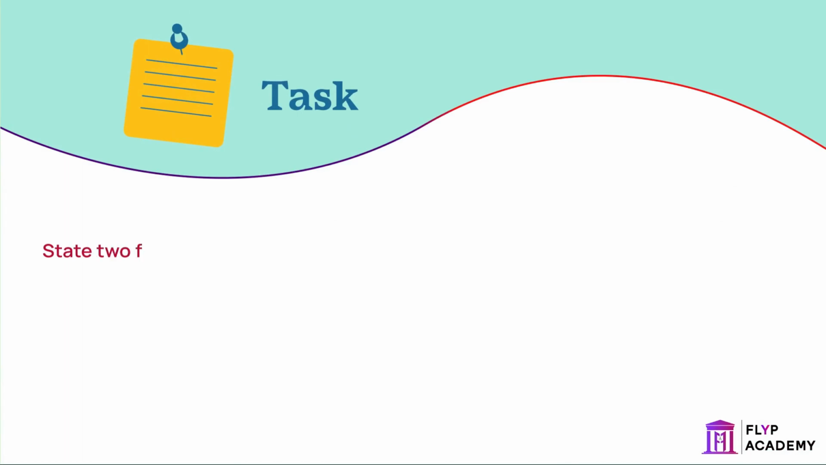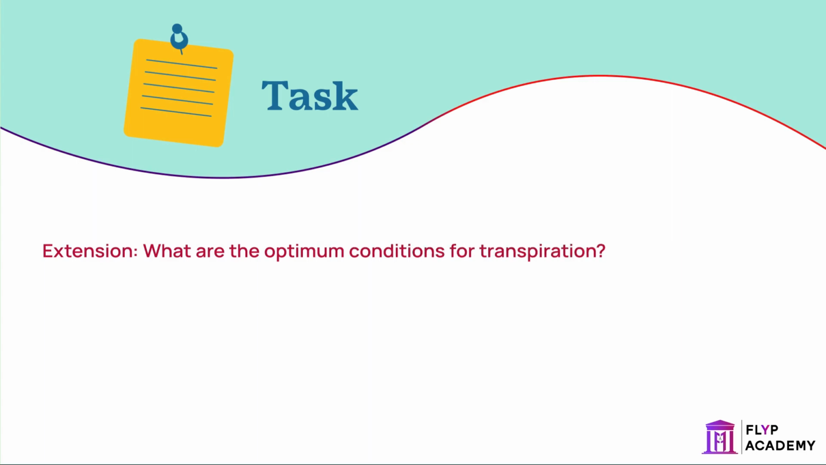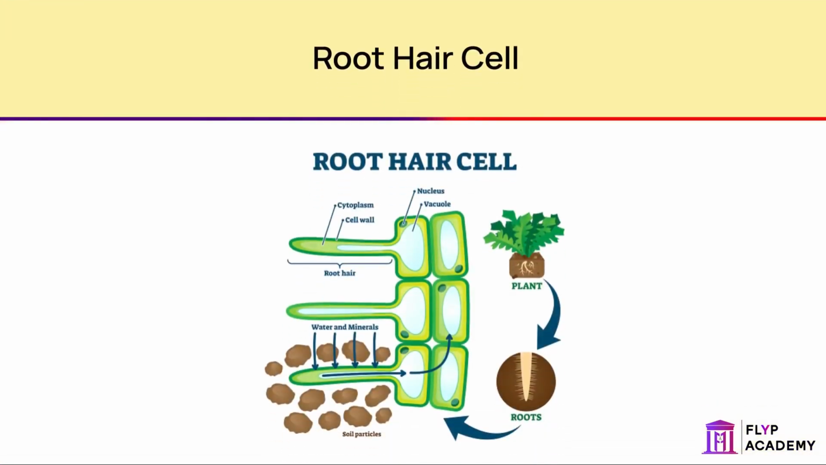Task. State 2 factors that increase the rate of transpiration. Factors that increase the rate of transpiration are increasing temperature, increasing light levels, increasing the amount of air movement, and decreasing the humidity. Extension. What are the optimum conditions for transpiration? The optimum conditions for transpiration are dry, windy, bright and warm.